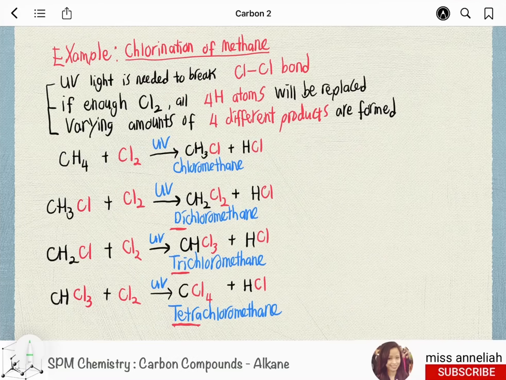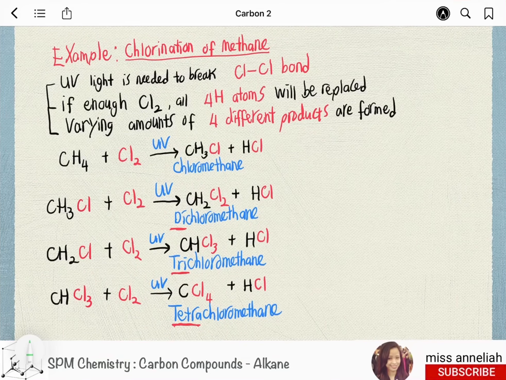So we will discuss one example, which is chlorination of methane. UV light is needed to break Cl-Cl bond. So this is a photochemical reaction, whereby this reaction will only occur in the presence of light and will not occur in the dark. If enough chlorine are present, all 4 hydrogen atoms in methane will be replaced.